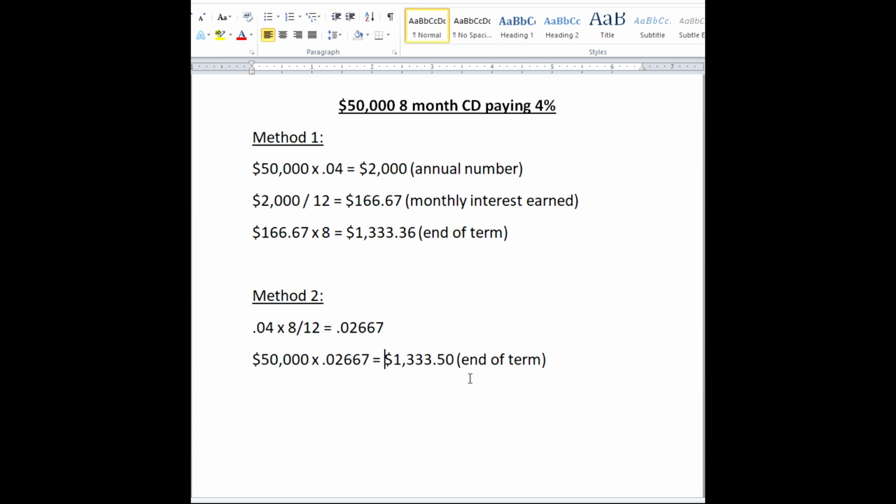But those are both simple ways to calculate this, taking the APY into consideration that it's an annual number. So don't go into an institution thinking your deposit times the APY quoted is going to be your yield. You have to consider the term of the CD.